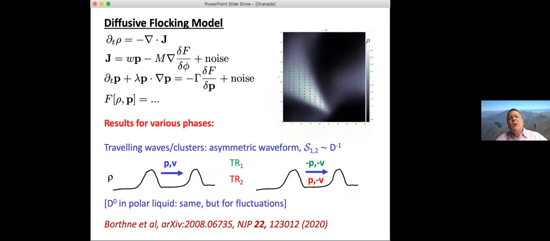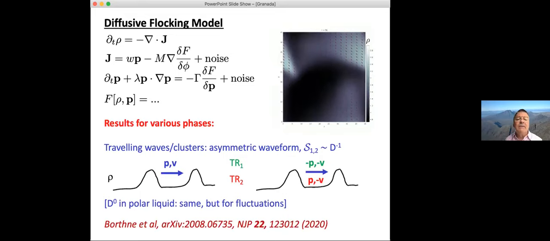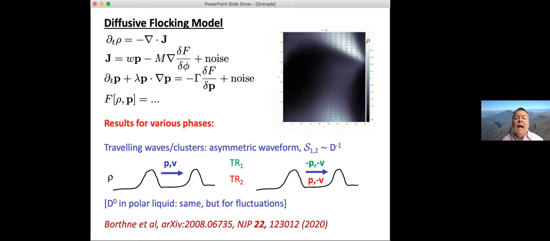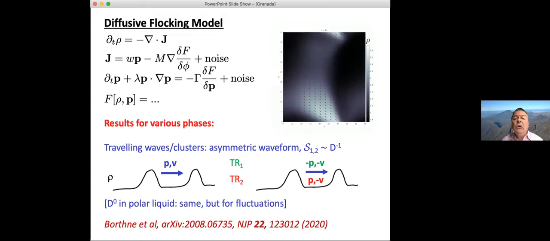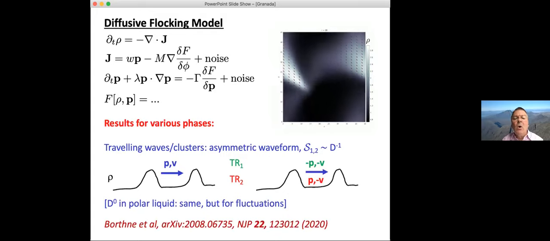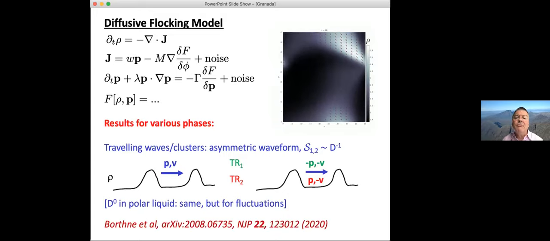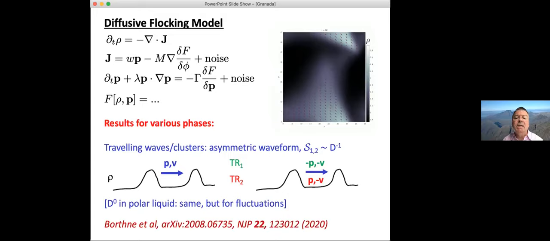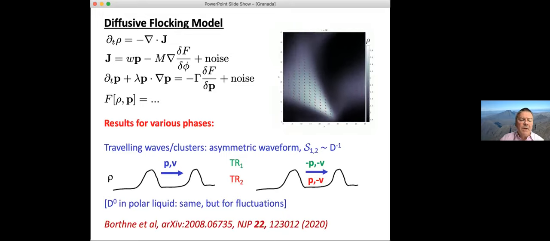Meanwhile, there are also other phases. So if I have a phase like this one at the top right here, in this movie you're seeing a density pattern which is traveling, and it's got a kind of obvious arrow to it. This is a traveling cluster pattern with an asymmetric waveform, and both of these entropy productions scale like noise to the minus one. So they're both saying that there's deterministic steady entropy production, not reliant on fluctuations. That's because to get this traveling wave to look the same under time reversal, I have to reverse both the direction of the P and the velocity. So I have to reverse P and V, and I can't do that in either TR1 or TR2. Similar things apply in the polar liquid phase, but apply to fluctuations.